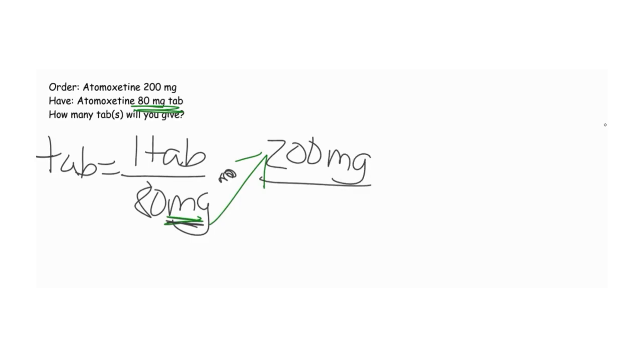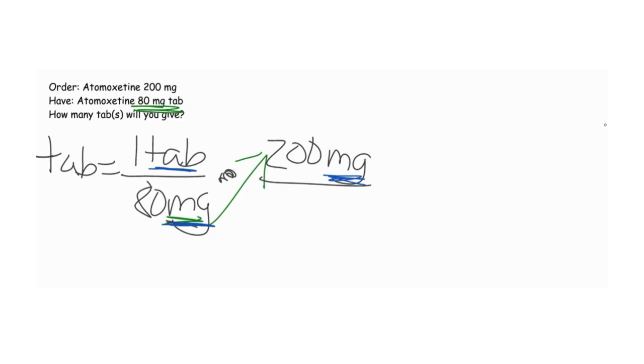right? Now let's see our setup here. I'm going to use a different color. We have introduced into our equation tablets and milligrams, right? So tablets and milligram is in our equation. We're looking for tablets, and we're trying to get tablet to be the only thing in our equation. We want everything else to cancel out.